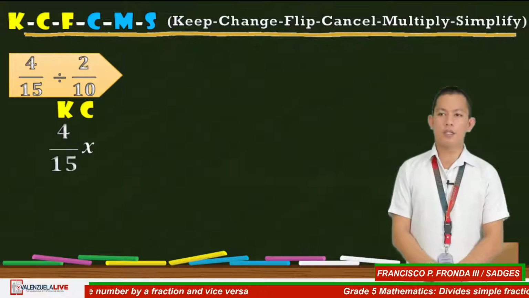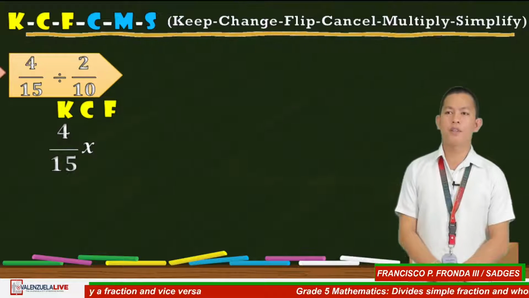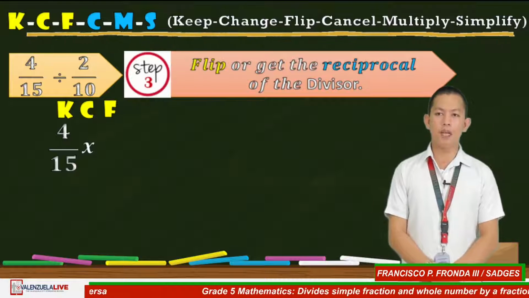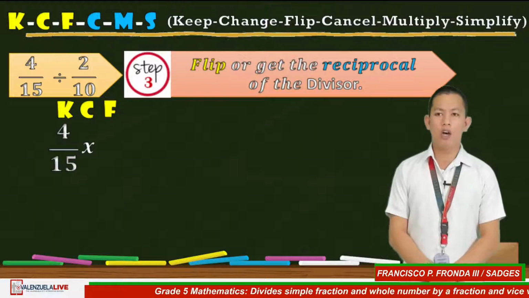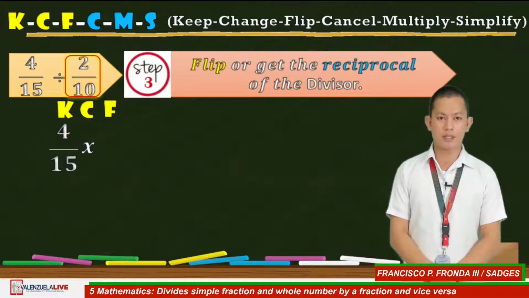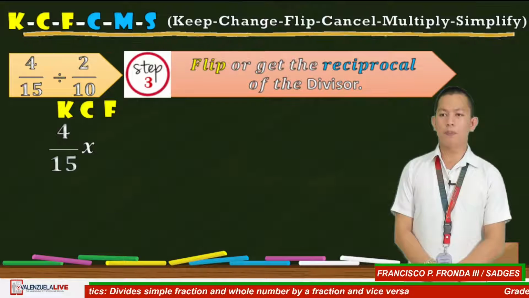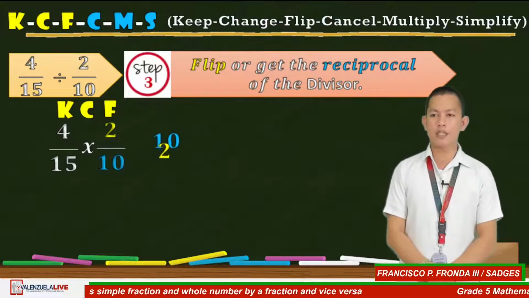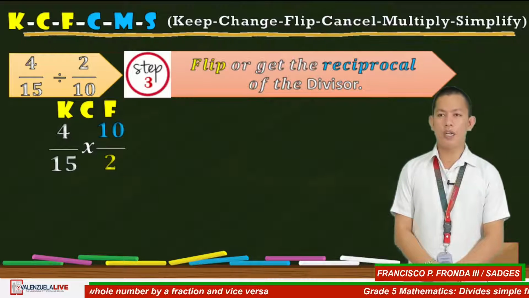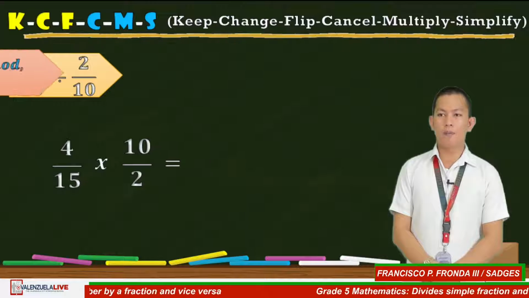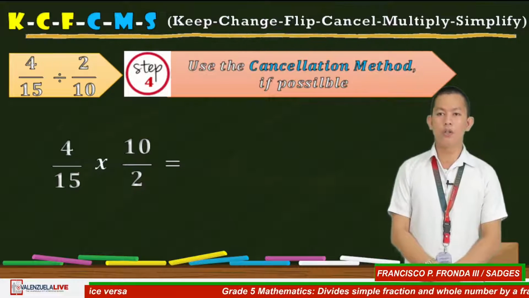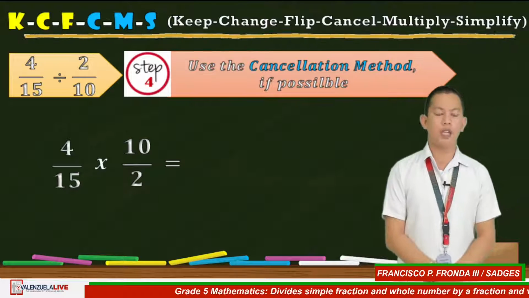Then, let's proceed to letter F. F means flip. Or step number 3, you're going to flip or get the reciprocal of the divisor. Our divisor in our problem is 2/10. So, we're going to get the reciprocal of 2/10. It is 10 over 2. Now, let's proceed to step number 4, or letter C. You're going to use the cancellation method if possible.